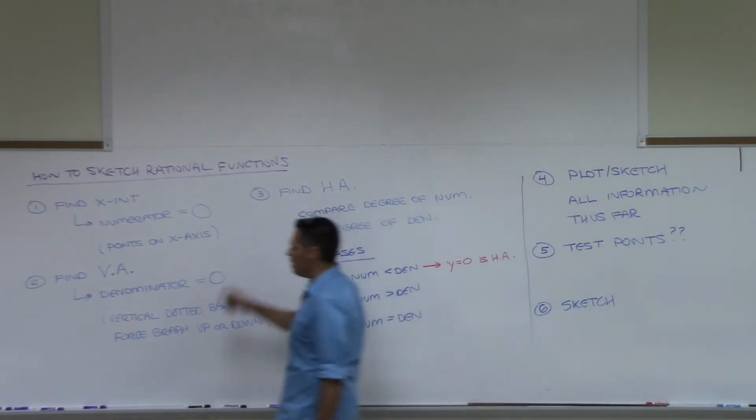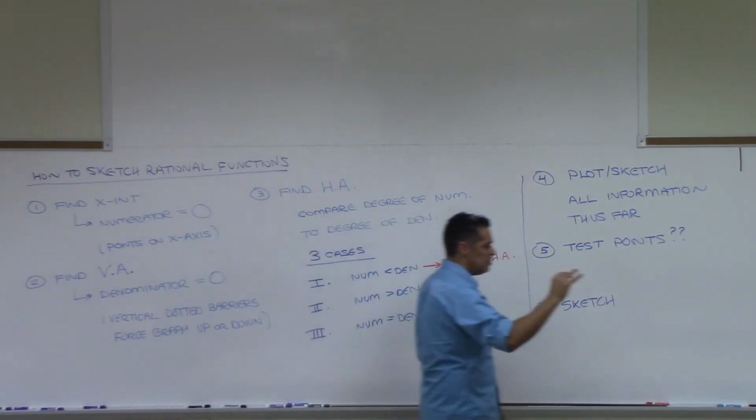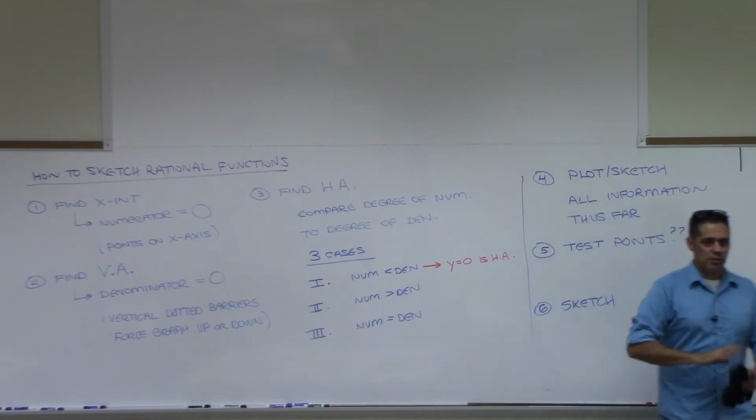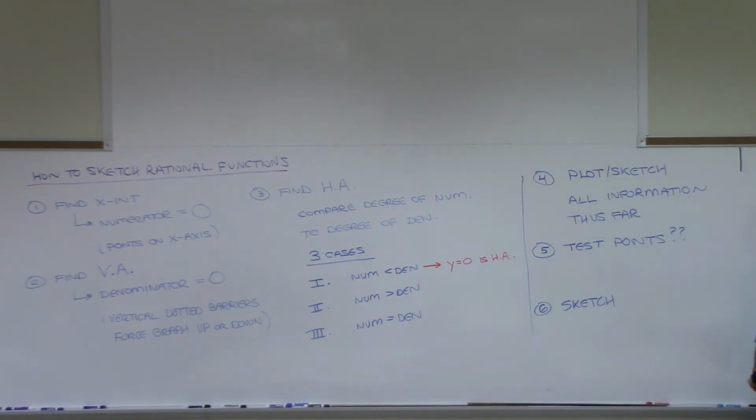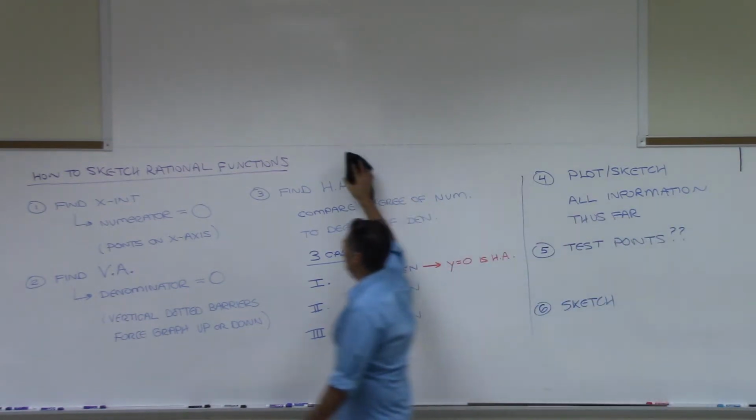Find the x-intercepts, find the vertical asymptote, find the horizontal asymptote, put all the information down, do some test points, draw your final picture, you're done. All right? Is it making you sick? Yeah, I feel it too. All right, let's do a problem.